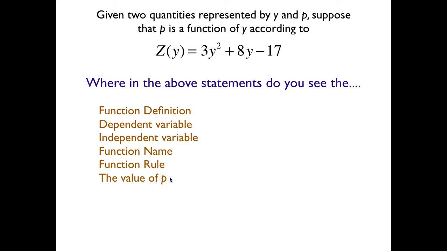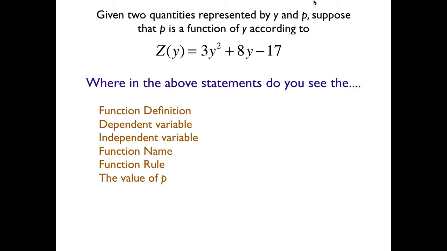P is a variable, so it takes on a variety of values. It's okay if it's not just a number. But how would I find a value of p? Yeah, I can write z of y. I can write 3y squared plus 8y minus 17 for any y. Yeah, so the value of p is not the same as z. Z is a function. P is the dependent variable, takes on a variety of values. Y is the independent variable, takes on a variety of values.